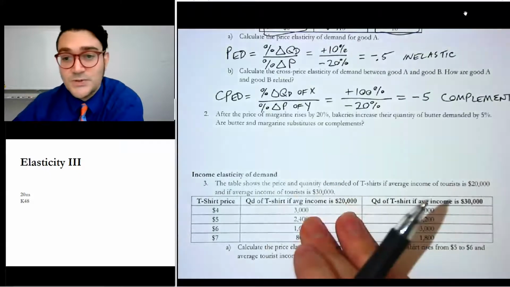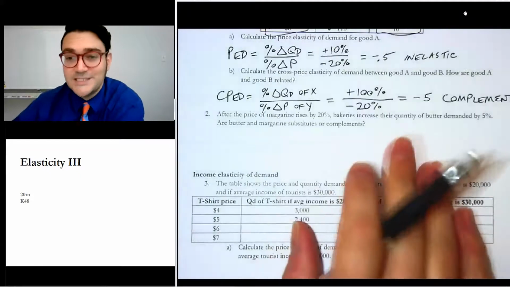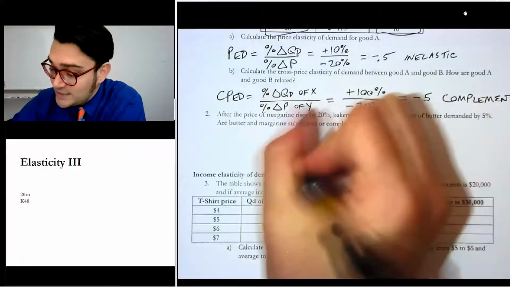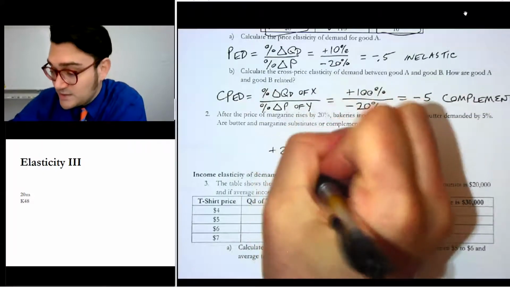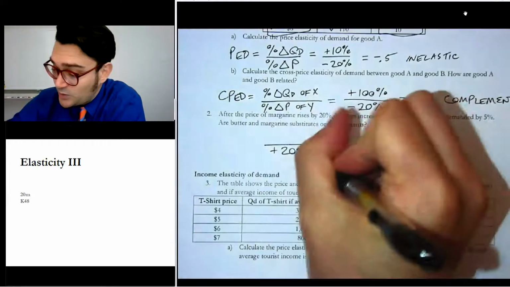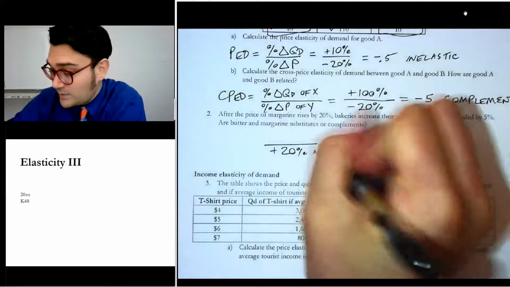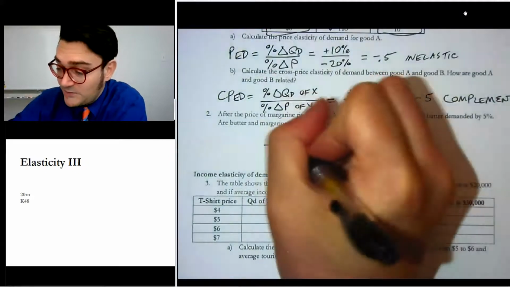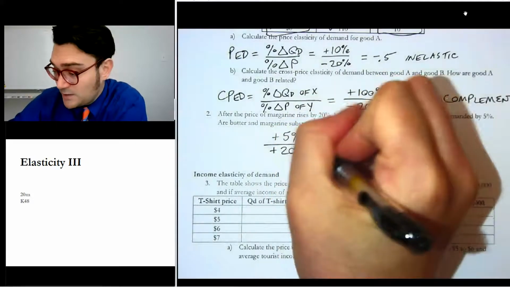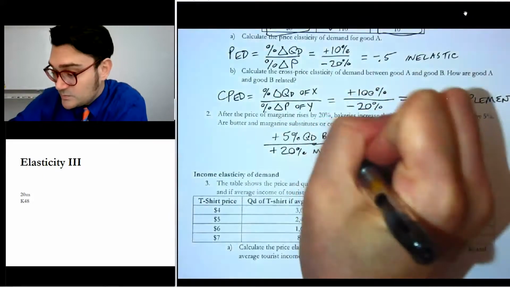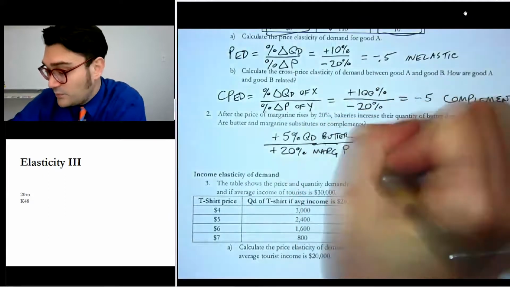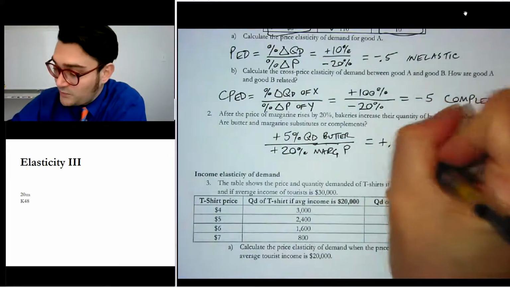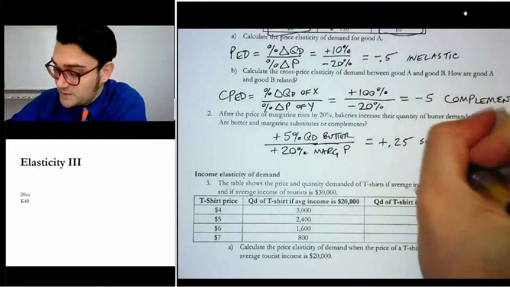I kind of just told you that they're substitutes, but actually we should test it just to see because this could be a trick question. Okay, so we know that the price is positive 20%, and that's of margarine. And we'd say that the quantity demanded of butter goes up by 5%. And so we end up with positive 0.25. So we'd say they are substitutes.